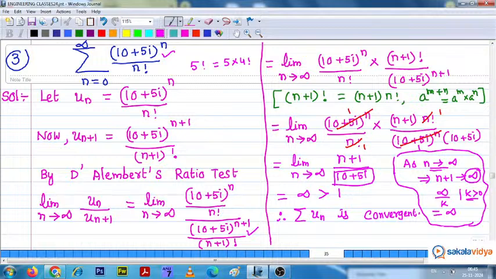So rest of the problems tomorrow we shall solve. So in the Columbus test only.